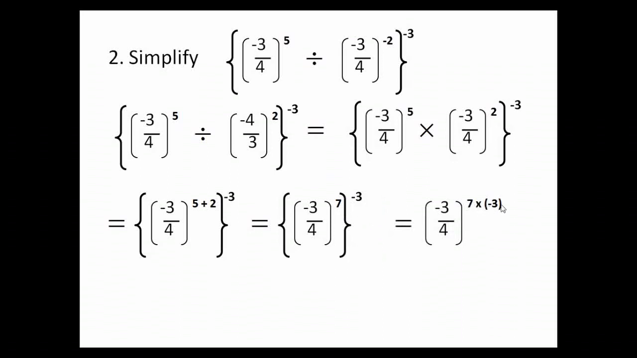So 7 3s are 21. So it will become (-3/4) raised to the power -21. Now we have to change the negative exponent into a positive one. So what will happen? We'll reciprocate the base. So it will become (-4/3) raised to the power 21. This will be the answer.